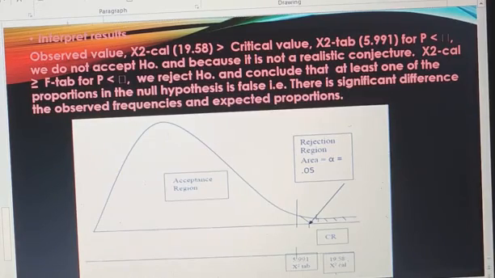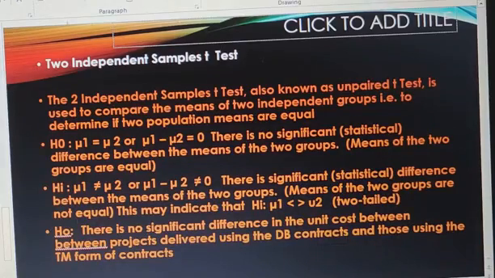Two independent samples t-test. The two independent samples t-test, also known as the unpaired t-test, is used to compare the means of two independent groups, i.e. to determine if two population means are equal.